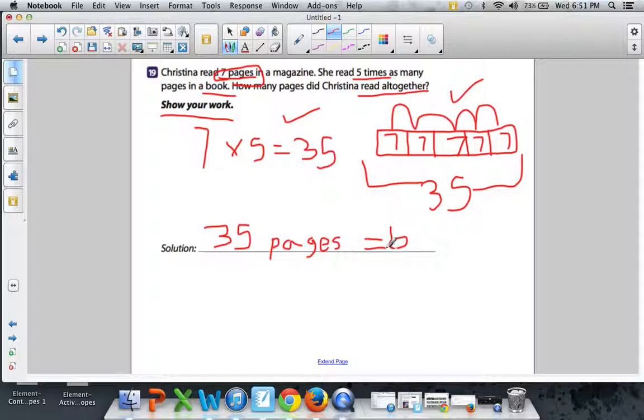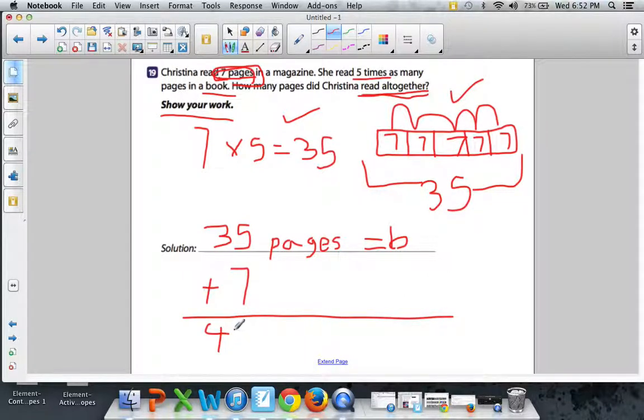B for book. And then they ask for how many she read altogether. But we remember that she read 7 pages in a magazine. So to get all together, from the book and the magazine, should we then add one more 7 to get to 42?